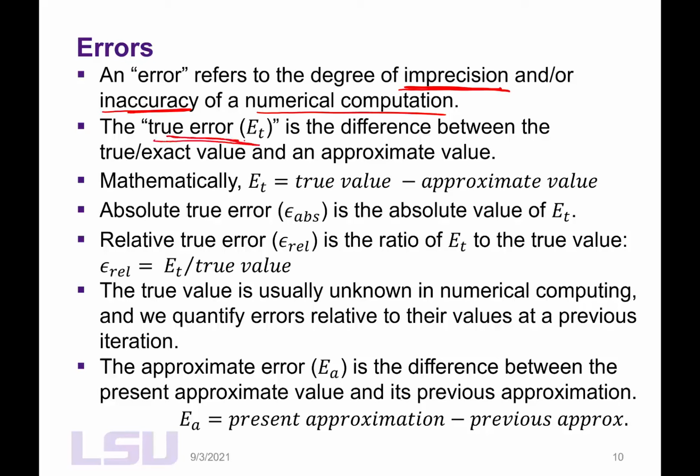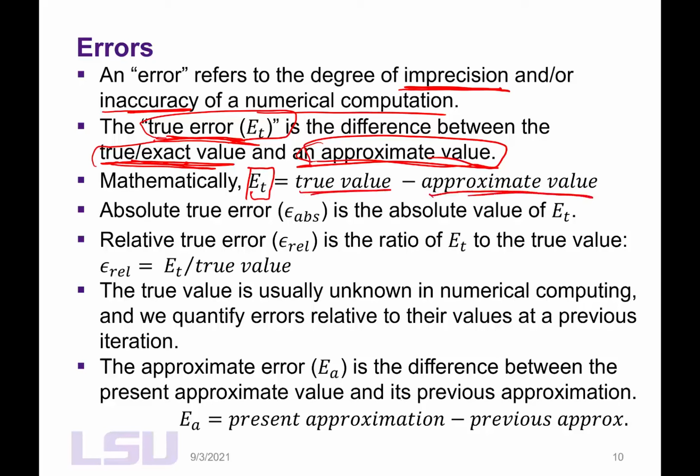True error will be measured relative to the true value. So true error is the difference between the true value and your approximate value. So your approximation minus the exact value or the true value is your true error. Mathematically, we can write an expression for the true error as true value minus approximate value. And typically we work with the absolute value, right?